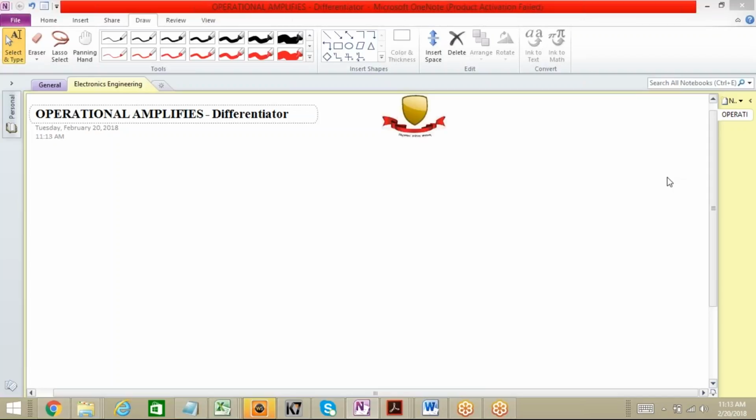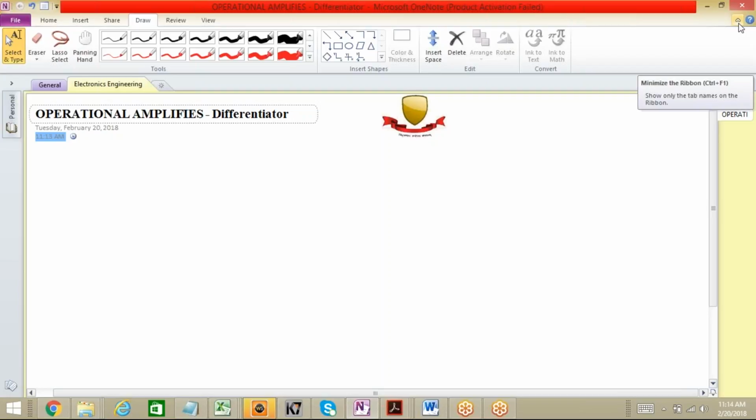In our session for electronics engineering, today we will discuss operational amplifiers, popularly known as op-amp. We will discuss what the basics of op-amp are first of all, and then we will discuss how it can be designed to be used as a differentiator. Okay. So now first of all, regarding op-amp.